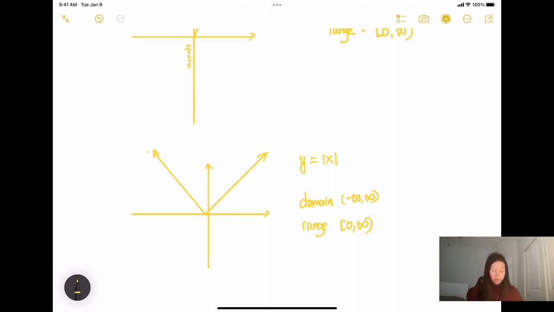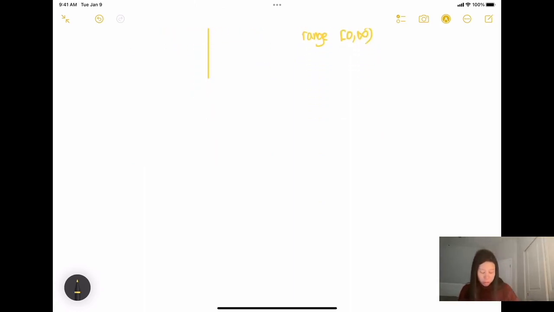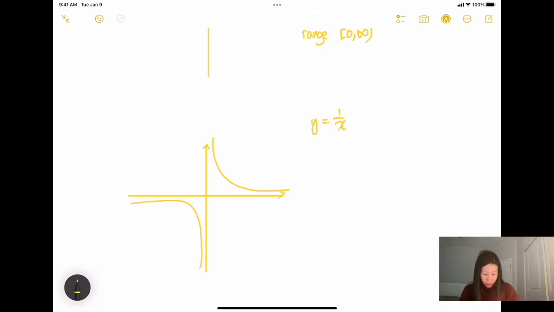We also have our reciprocal function, which is y equals 1 over x. So the function looks like this one. So when you look at here, tell me, what is the domain? This one is a little bit hard.